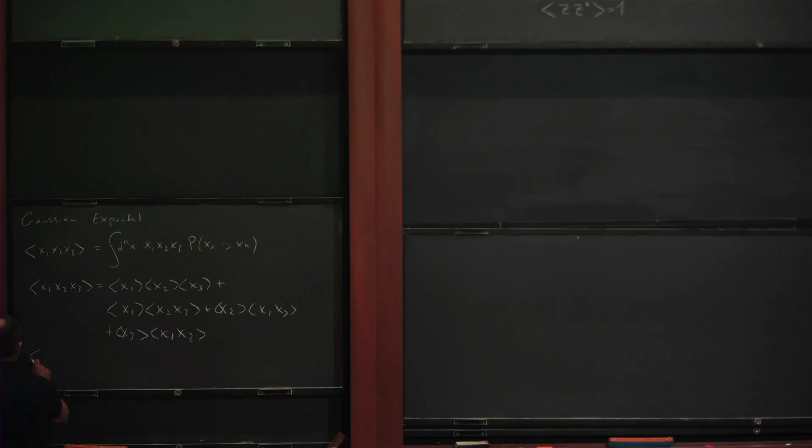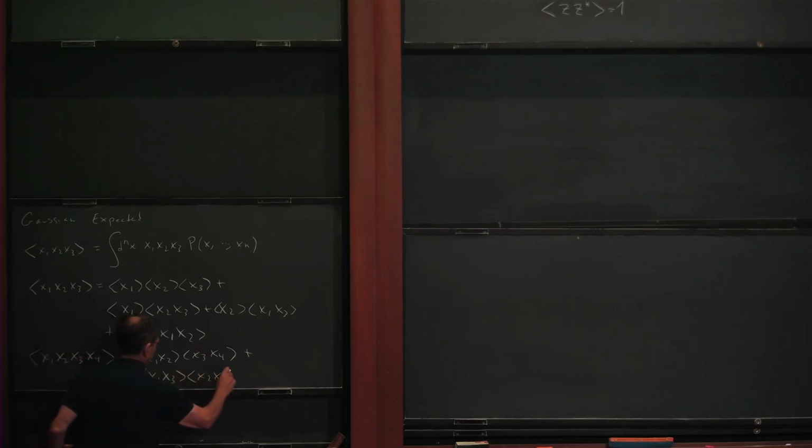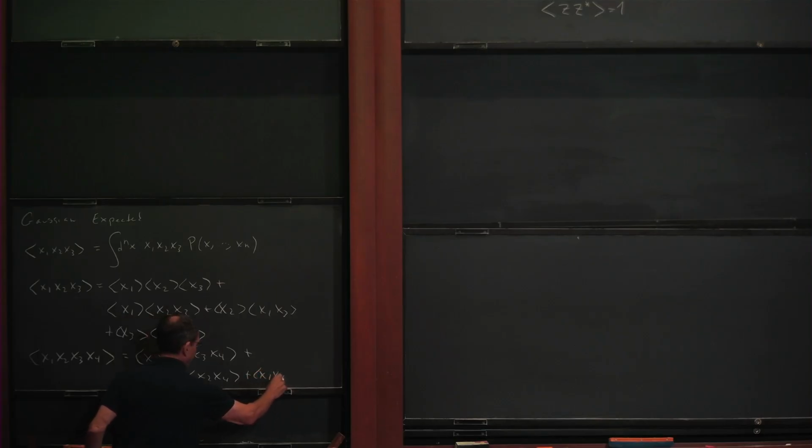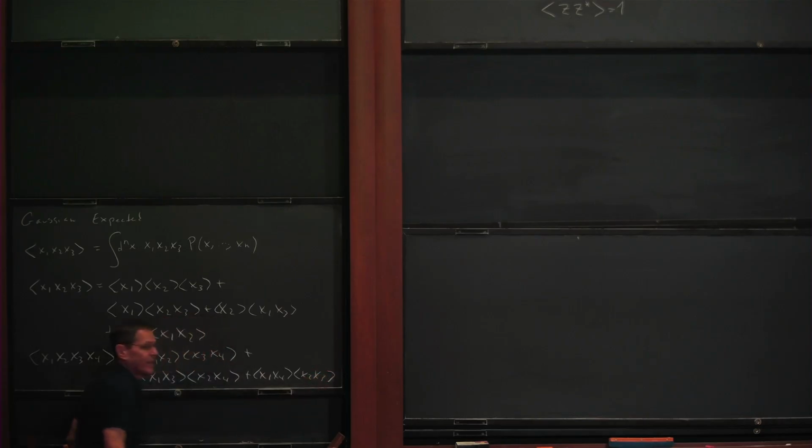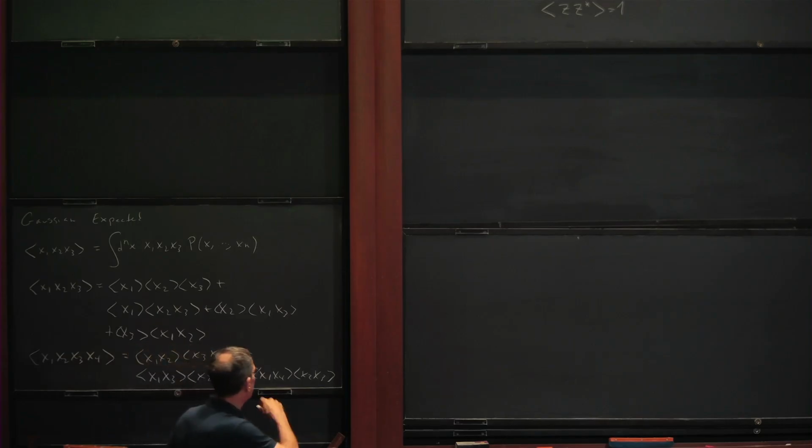For example, the expected value of x1, x2, x3, x4 for a zero mean process would just have the terms x1, x2, x3, x4 plus x1, x3, x2, x4 plus, I'm running out of space, x1, x4, x2, x3. Even if you can't read that, I hope you got the idea. All right. So anyway, that's what we're going to use for our Gaussian distributions.